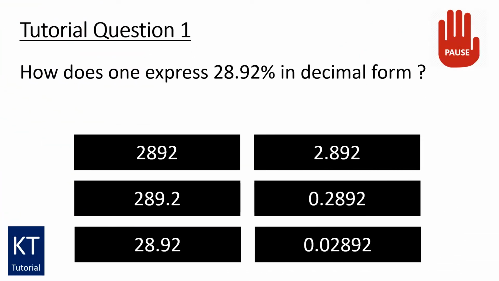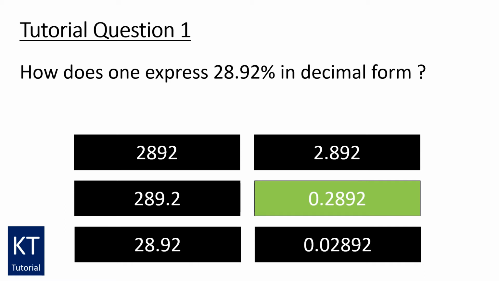We've now come to our first tutorial question. So do press the pause button as required. How does one express 28.92% in decimal form? Percent is like dividing a number by 100. Hence, the correct answer is 0.2892.